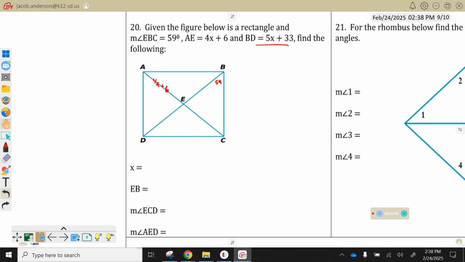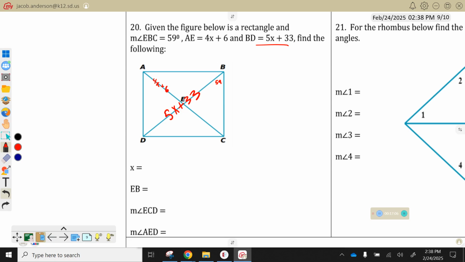Number 20. Given the figure below is a rectangle, EBC is 59. I've already got that written in there. And then AE is 4x plus 6, and then it gives us BD, which is the full length here. But I'm not going to write that in. Okay, I'll write it in. 5x plus 33 is that full length. So let's find the following.